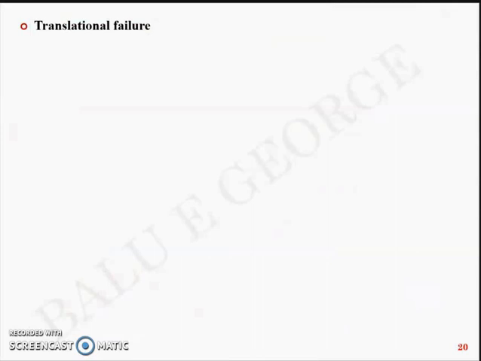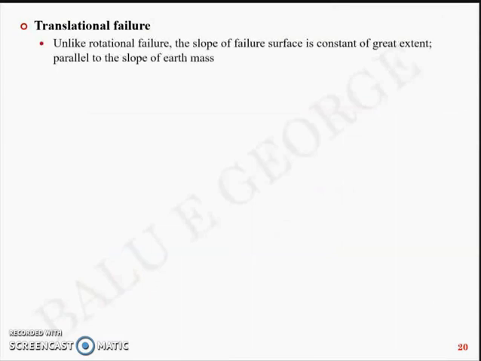Now, the second broad classification is a translational failure, where, unlike the rotational failure, there's no part of rotation involved. Instead, the slope of the failure surface is constant to a great extent, usually parallel to the slope of the earth mass. You can see the failure surface is not assumed to be part of a circle. Instead, it is somewhat parallel to the slope line. Such failure surfaces are called translational failure.